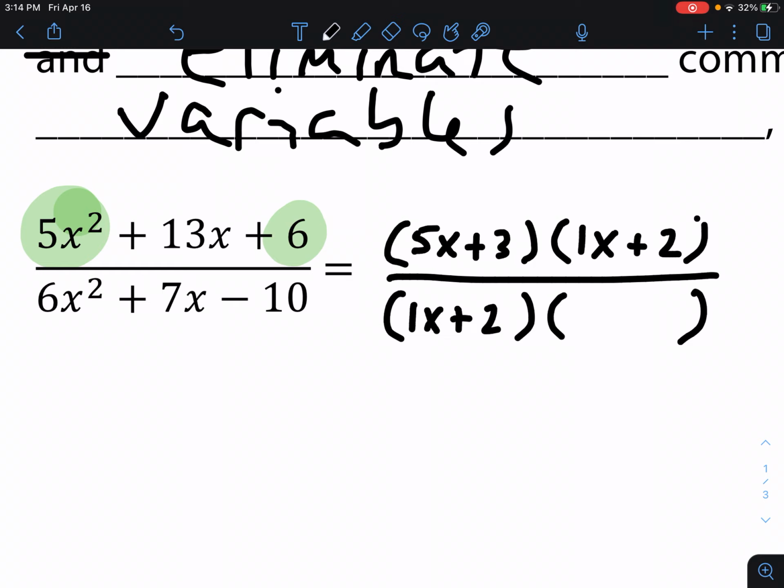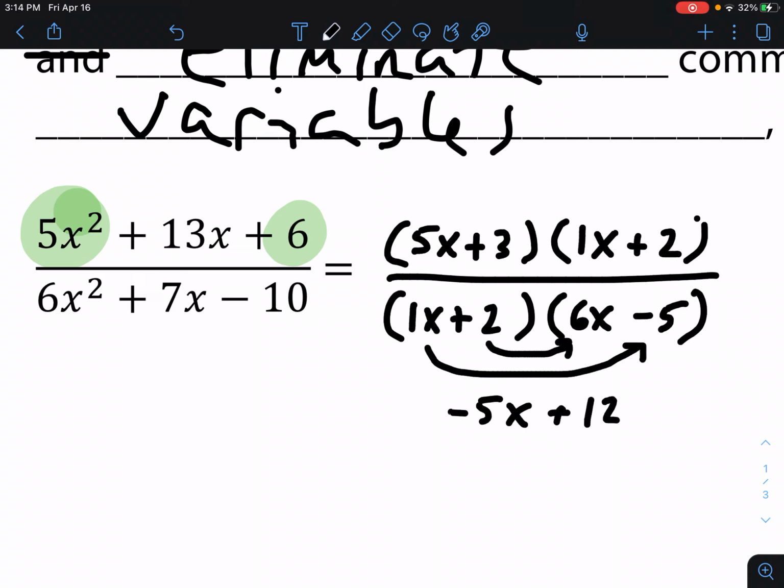Okay, and then what we can do now is we can say, all right, I've got a 2 in there. 2 times negative 5 is equal to negative 10. And then 1x times 6x is equal to 6x squared. So this is just kind of all guessing, right? At this point, we don't know for sure if it's going to work. But if we just do a little distributing here, if I distribute from here to here, I get negative 5x. And if I distribute from here to here, I get positive 12x. So if I take negative 5x and add 12x, I get 7x, which is what I want. That's the middle term in my trinomial.